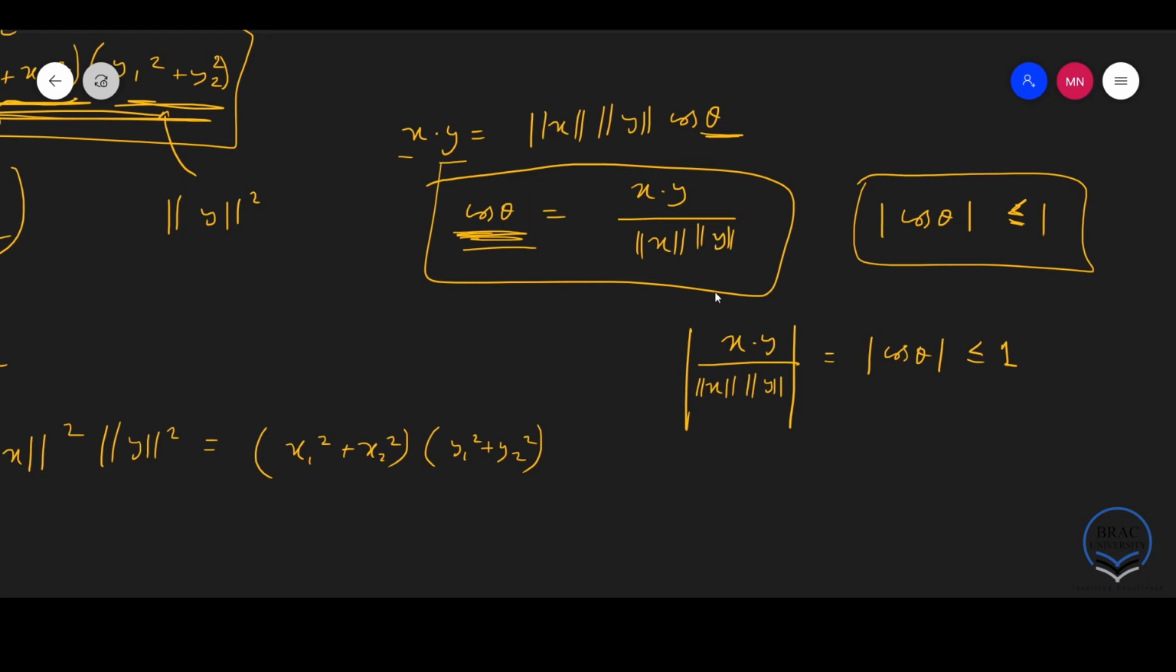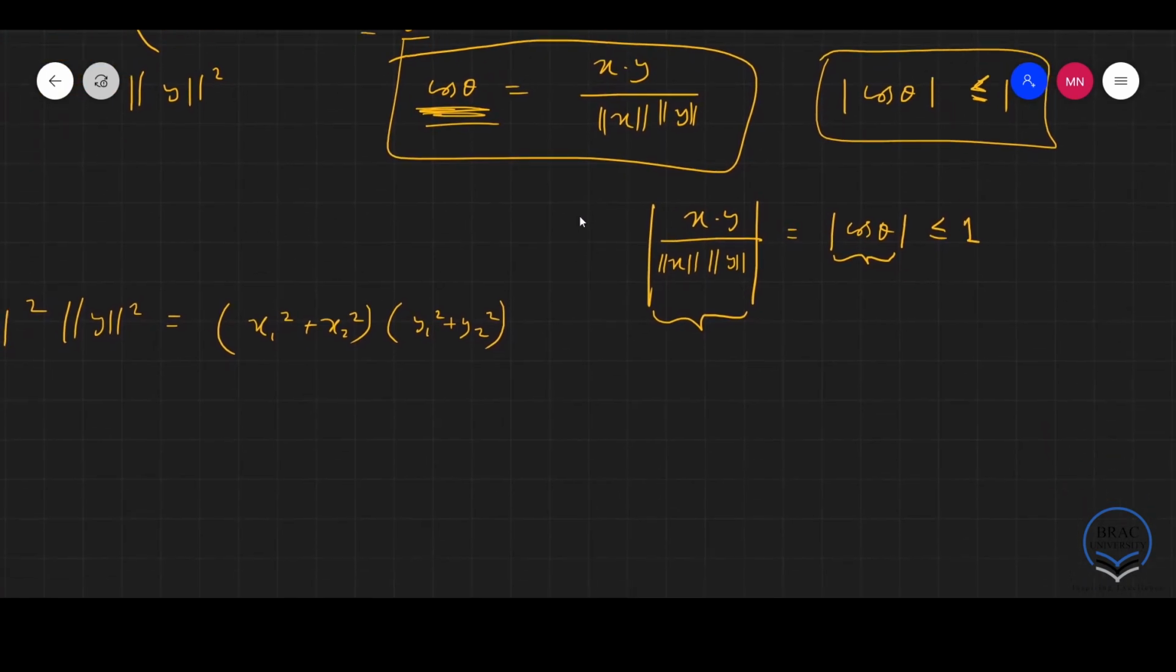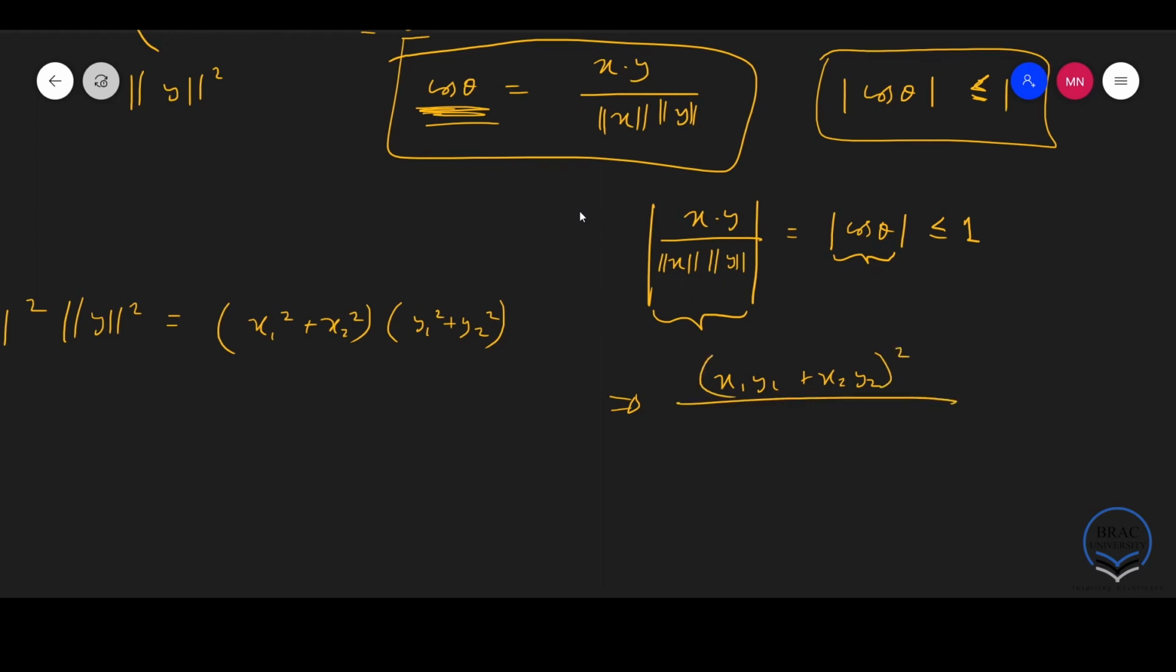right? Now we know that this must be non-negative. This portion is also non-negative, and this is due to the magnitude, due to the absolute value. So we can just take the square on both sides, and doing so, we will have what? So first of all, we have x dot y, which is x1 y1 plus x2 y2, and since we're squaring both sides, we will have this squared in the numerator divided by the magnitudes squared, right?